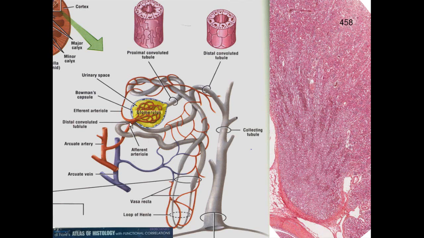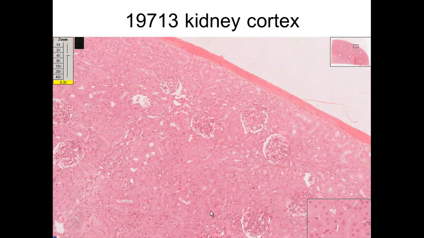Now, the distal tubule will actually come back up and make contact right in this region of the vascular pole, versus the urinary pole. The vascular pole of the nephron. And then finally, the fluid goes through a collecting duct that goes in through here.